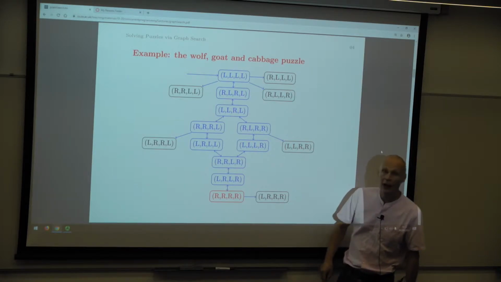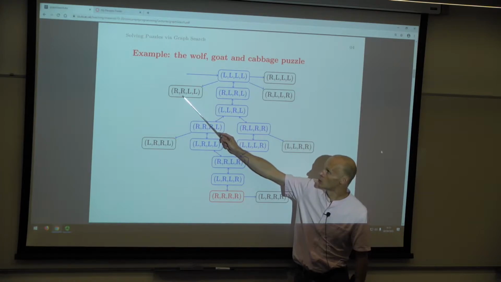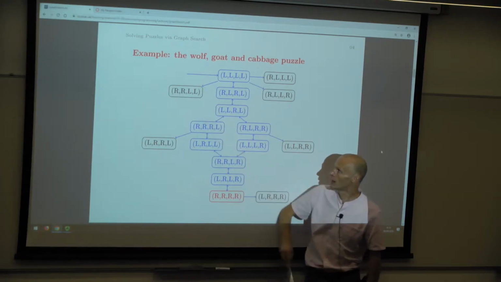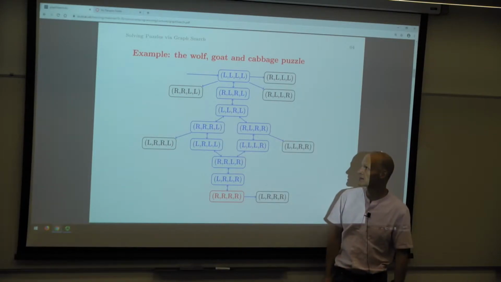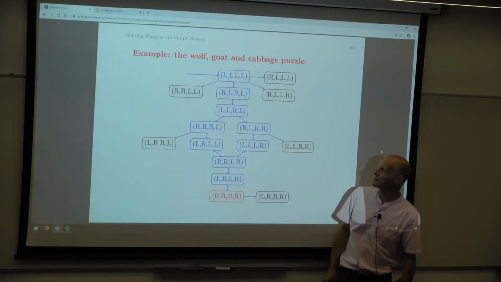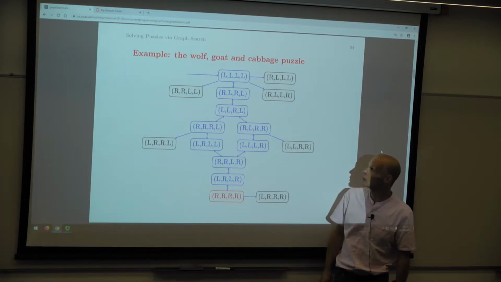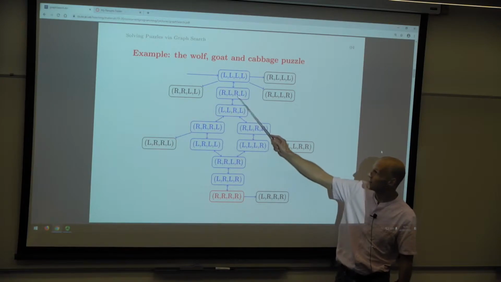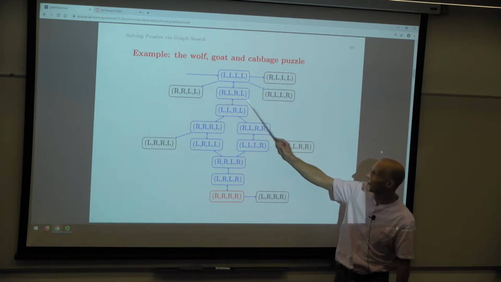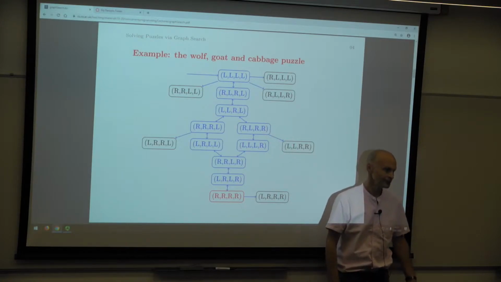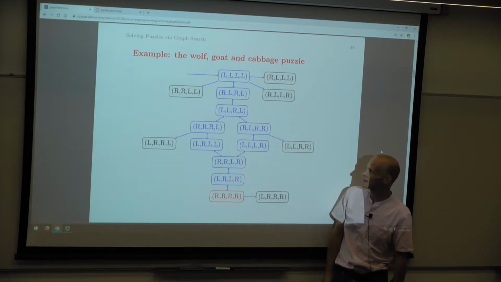Alternatively, the man could go across the river with the wolf, in which case we get into the state where he and the wolf are on the right, and the goat and the cabbage are on the left. But again, that's an unsafe state. There's another unsafe state here. The one safe move he can make is he could go across the river with the goat, in which case he and the goat are on the right bank, and the wolf and the cabbage on the left bank. So there's an edge between those, and that's another safe state.